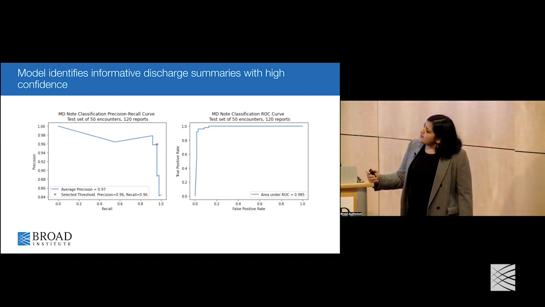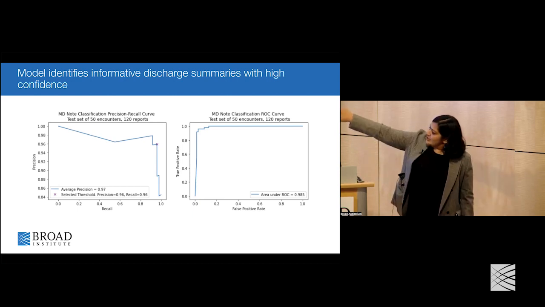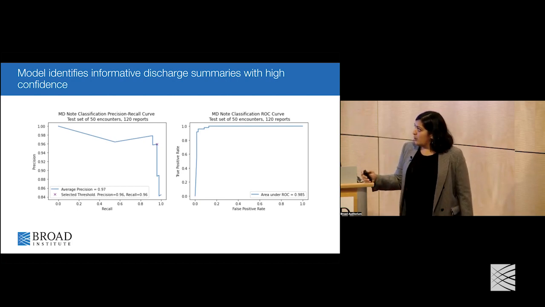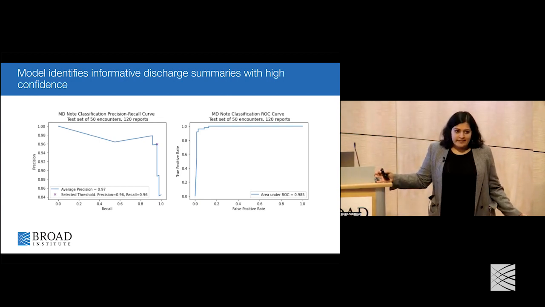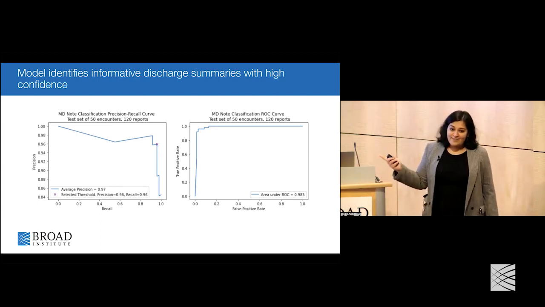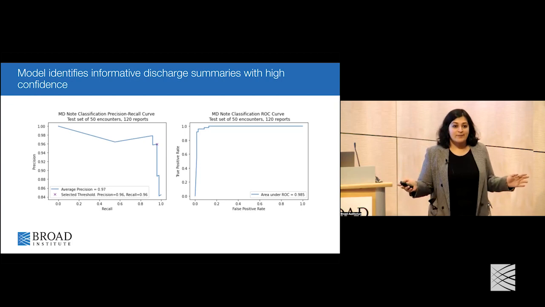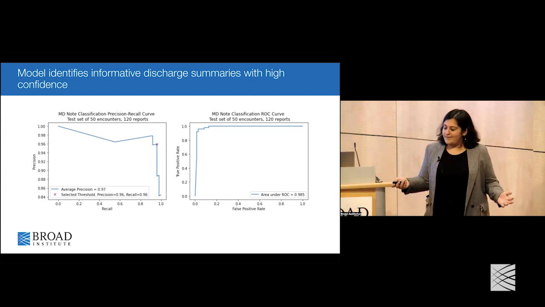On the left here, you're seeing a precision recall curve with an average precision of 0.97. And on the right, the AUROC is 0.985. We are able to select this threshold where both the precision and recall of this model is about 0.96. So the model can mostly tell when an input is informative, and that's really useful and lucky for us. And so we're able to apply this model to all of the discharge summaries that we have in C3PO, and then we're finally ready to talk about heart failure.